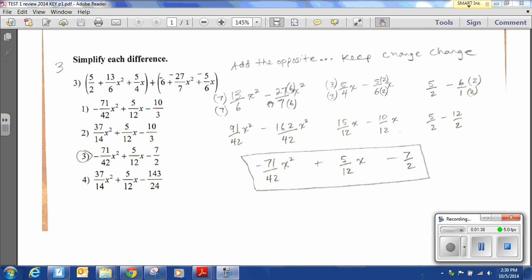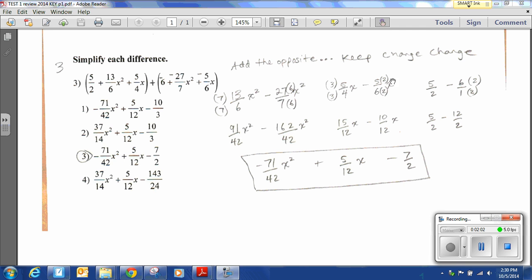So here we need to add or subtract fractions, which requires a common denominator. Multiply 7 numerator to denominator, we get 91/42 x squared. Over here we multiply by 6, we get 162/42 x squared. Since we're subtracting these, we end up with negative 71/42 x squared.